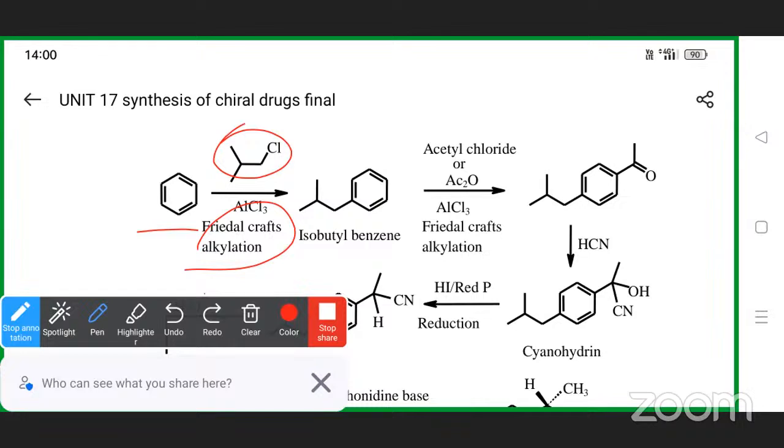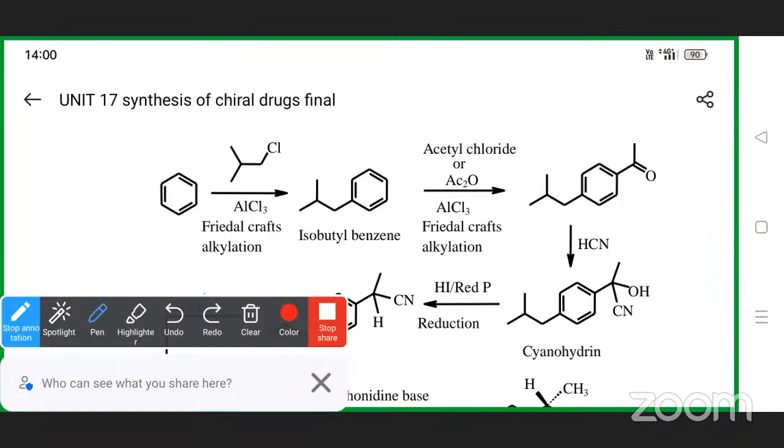So when it underwent the Friedel-Crafts alkylation reaction, this isobutyl group gets attached to your benzene, and you know the mechanism of the Friedel-Crafts alkylation reaction. So this isobutyl group gets attached to your benzene, and we got this isobutylbenzene.